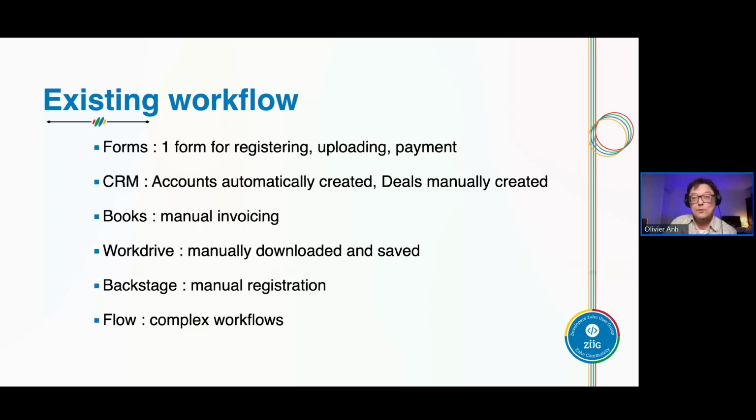Then when the deal was done, it means the registration was good, he would manually make an invoice in Books. There was no direct link to make the invoice. Then he needed to download all the materials from the form, and there are some problems in Forms because it's limited to 20 megabytes per document, and the marketers are using videos. It means hundreds and hundreds of megabytes of video. So we had a lot of problems.